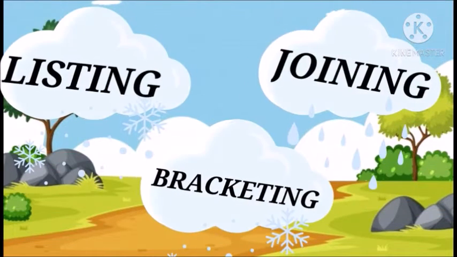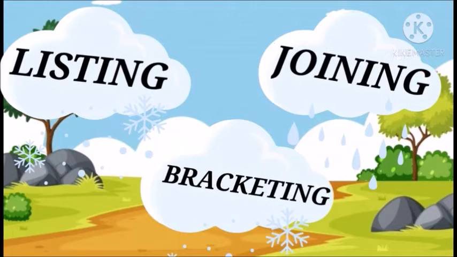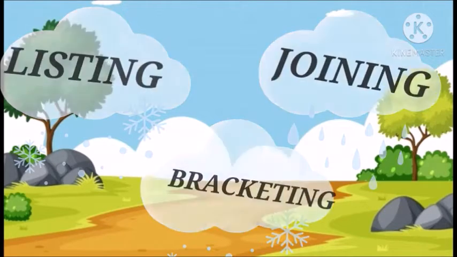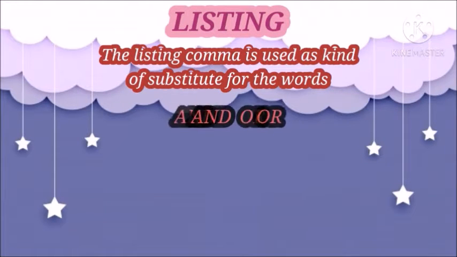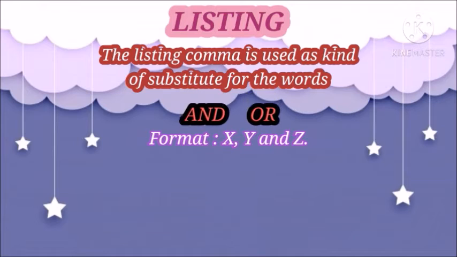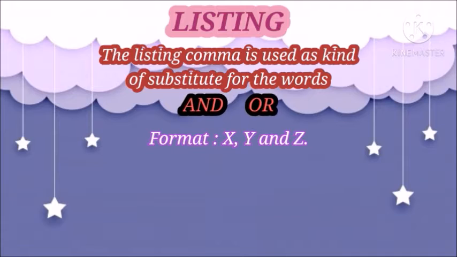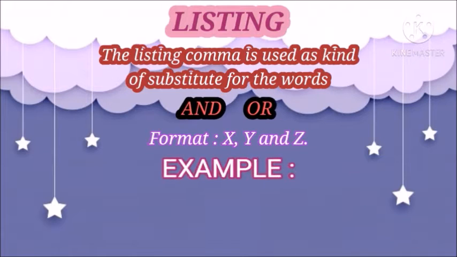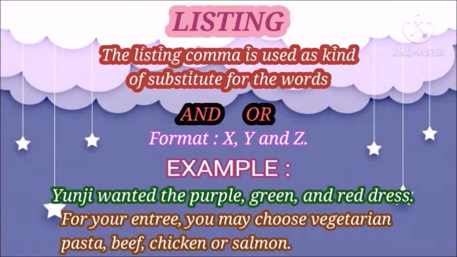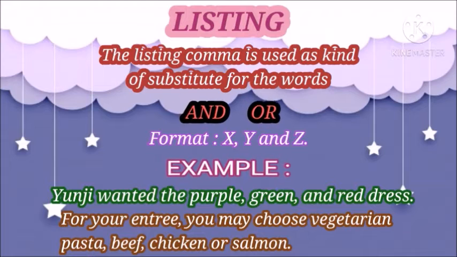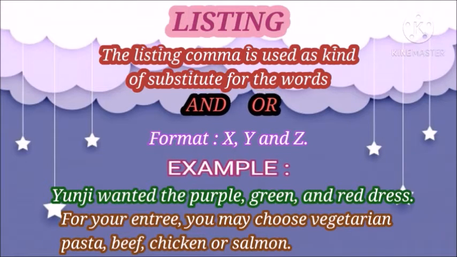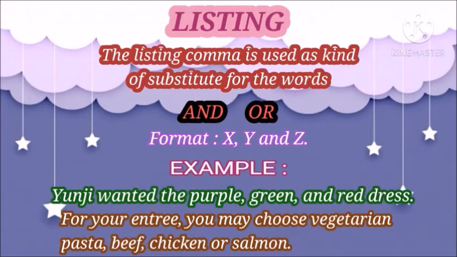The use of the comma in sentences is divided into three parts. The listing comma is used as a kind of substitute for the words and or. It is used in a list when three or more words, phrases, or even complete sentences are joined together. Example, Yunji wants the purple, green, and red dress. For your entree, you may choose vegetarian pasta, beef, chicken, or salmon.